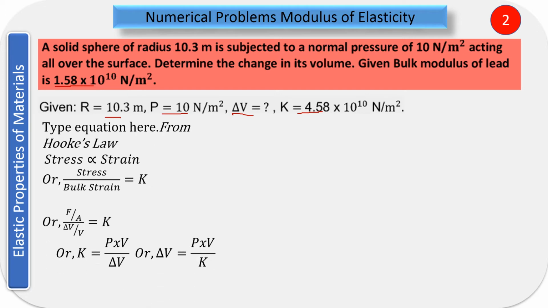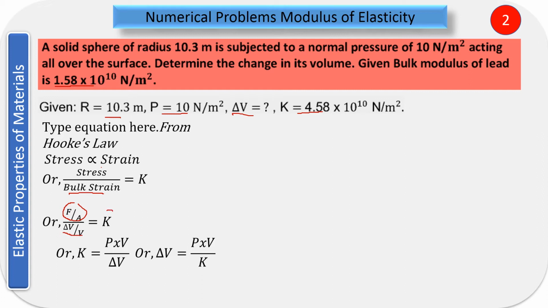You have to find out the value of the change in the volume. So again we are going to apply the same principle, Hooke's law: stress is directly proportional to strain. Since it is your bulk modulus, it will be K, and K will be equal to stress upon bulk strain. Stress is your force per unit area, and bulk strain is equal to change in volume upon original volume.